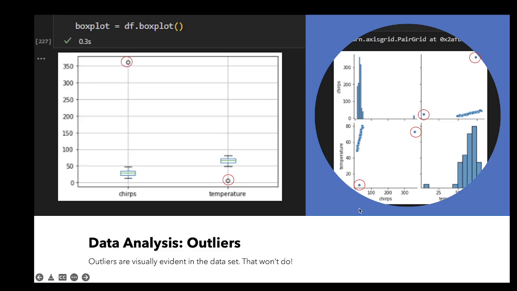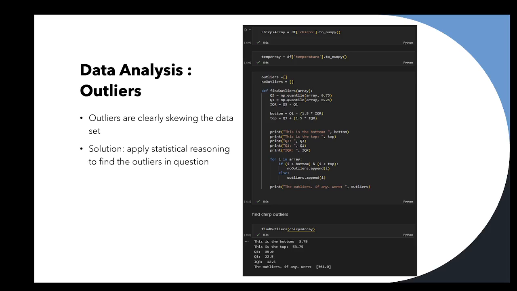So what do we do about these outliers? Well, first we need to figure out how many outliers we have. Same thing applies as with null values. We don't want to throw out half the data set, which, I mean, by definition, if half the data set's an outlier, you've got more problems. But first, let's find the outliers.